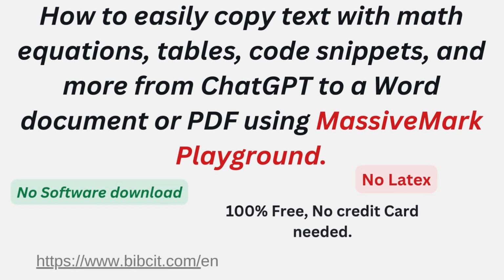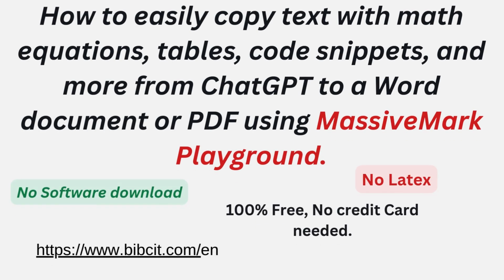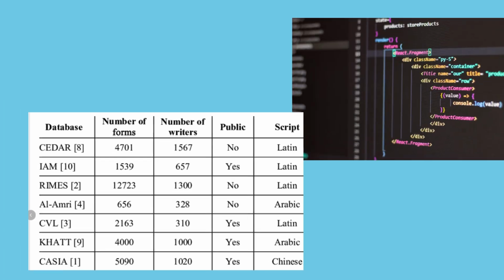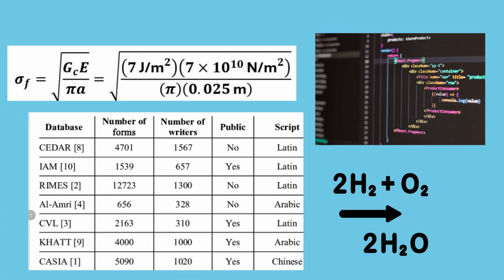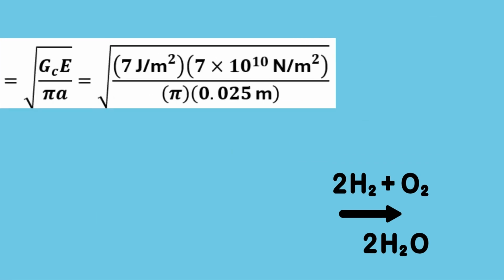Hi everyone! Today, I'm going to show you how to easily copy text with math equations, tables, code snippets, and more from ChatGPT to a Word document or PDF using MassiveMark Playground. Let's get started. Step 1.